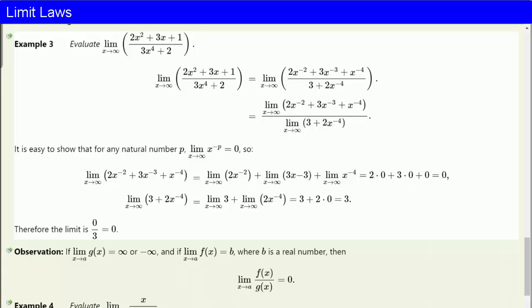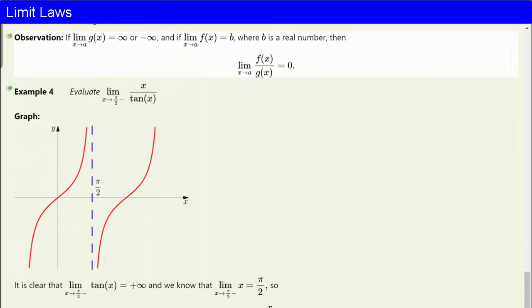Now apply the quotient rule. Take the limit of the numerator and divide it by the limit of the denominator. As with sequences, it's easy to show that for any natural number p, the limit as x goes to infinity of x to the minus p is 0. So you can apply the sum law and the law for multiplication by a constant to the numerator and denominator. And for the numerator, you get a limit of 0. For the denominator, you get a limit of 3, and therefore, the limit of the original expression is 0 over 3, which is 0.